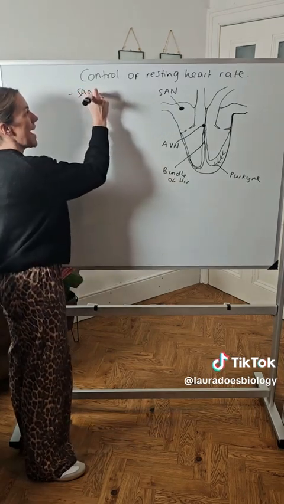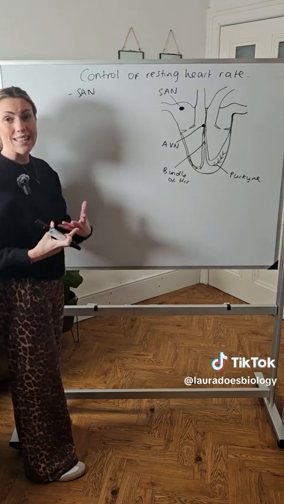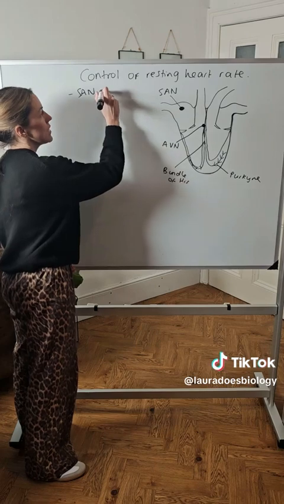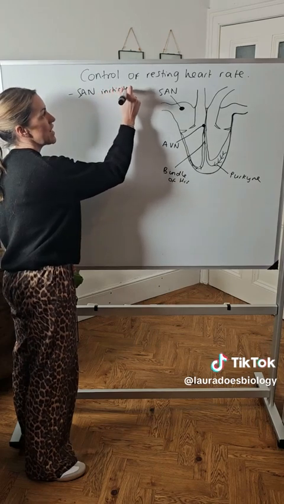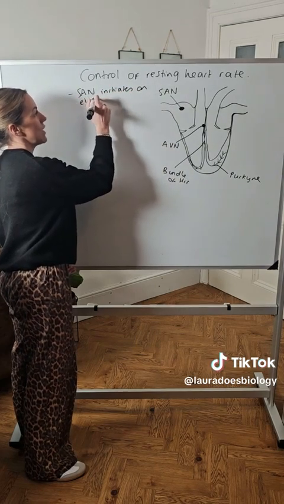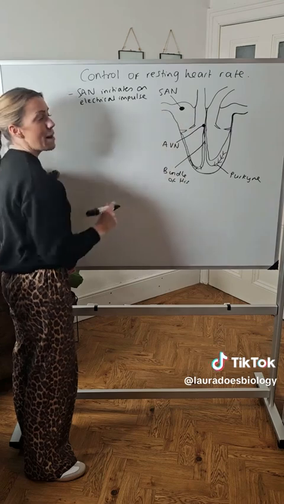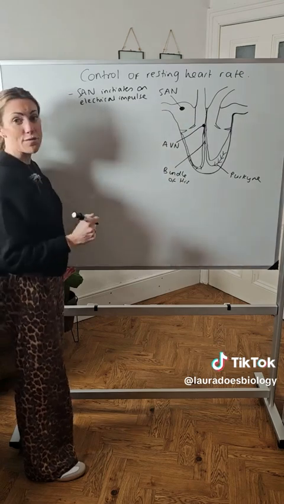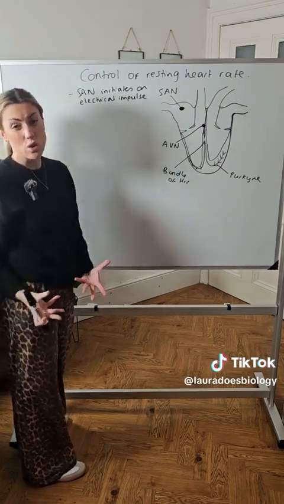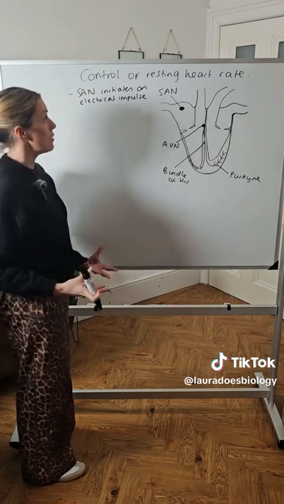So the SAN, which at GCSE you learn acts like the heart's pacemaker. So the SAN initiates an electrical impulse. And we'll just go through the order of structures first of all, because just giving the structures in the correct order can sometimes get you a mark on the mark scheme.